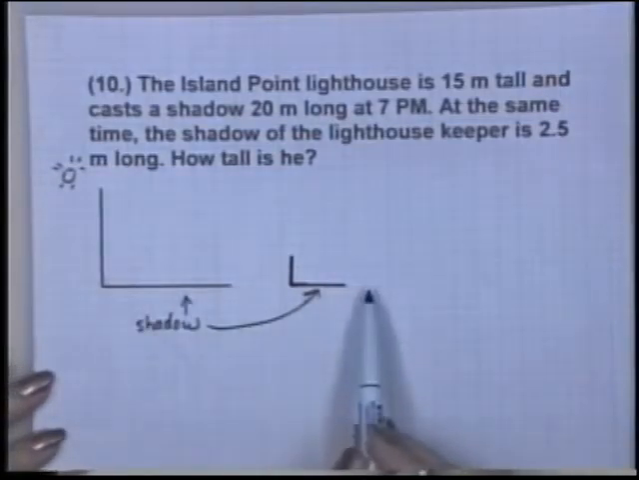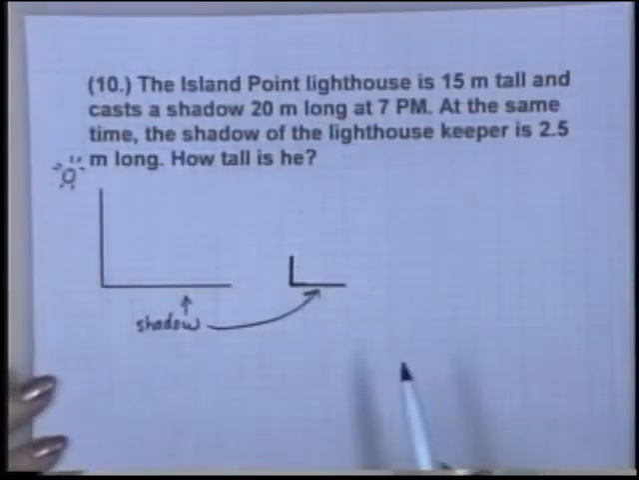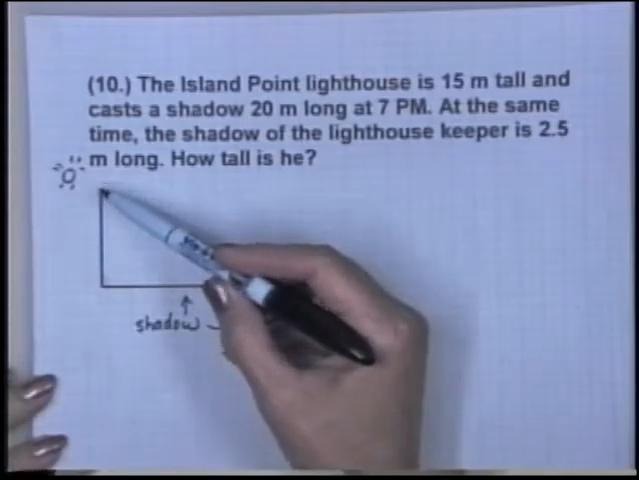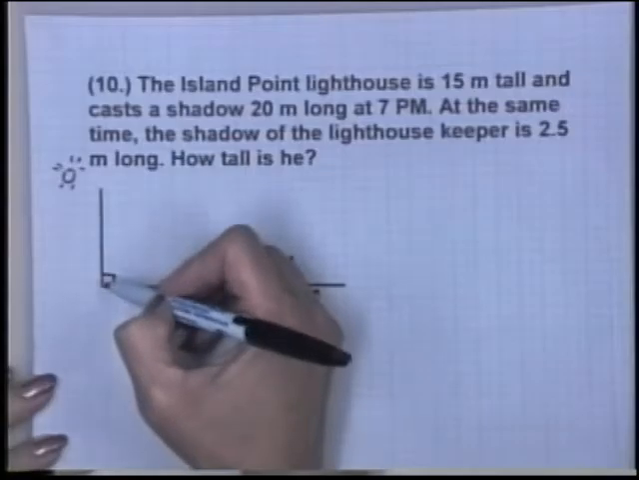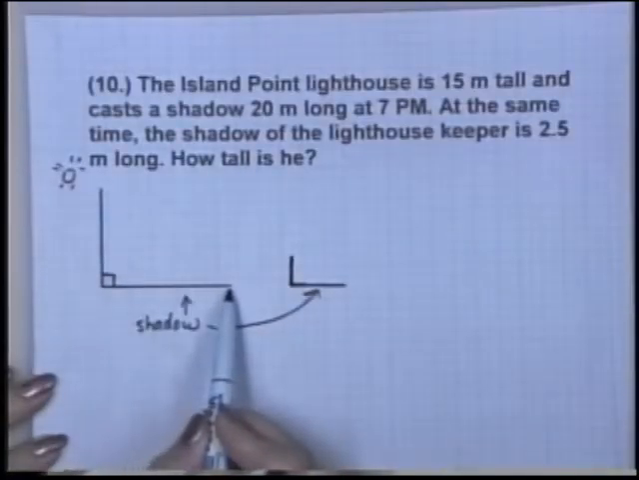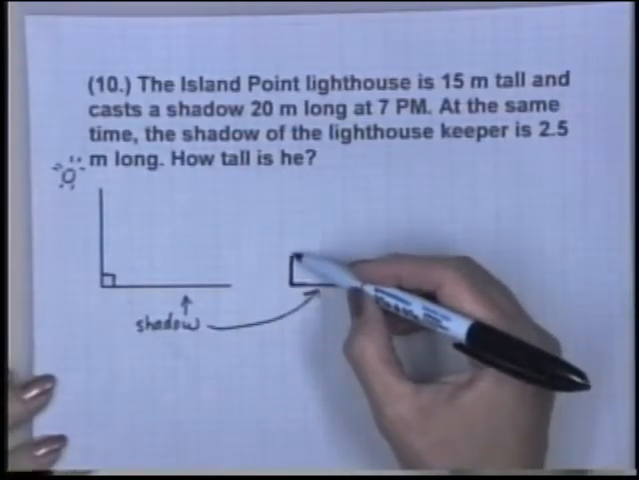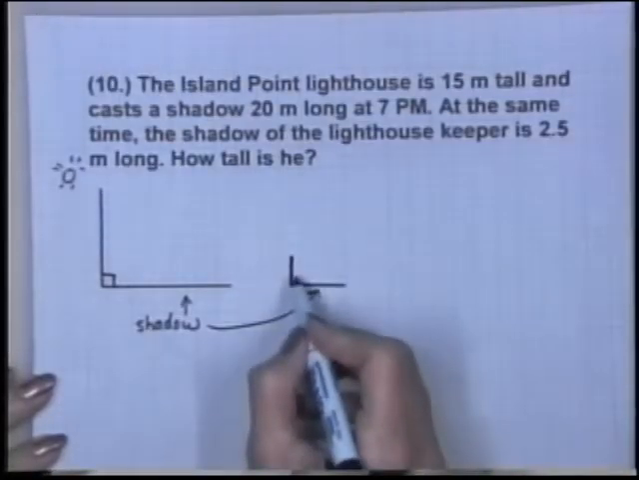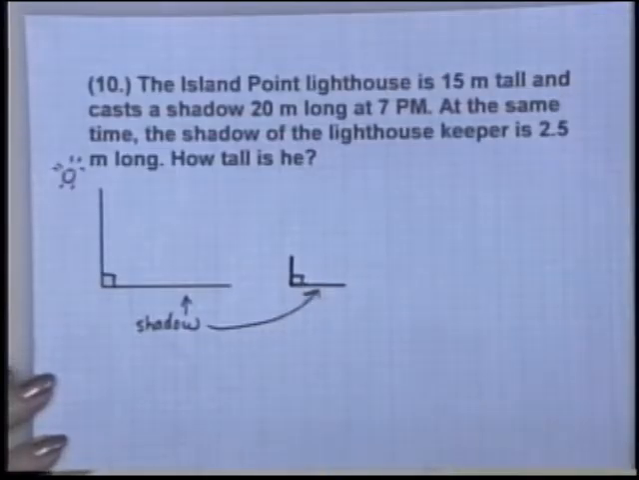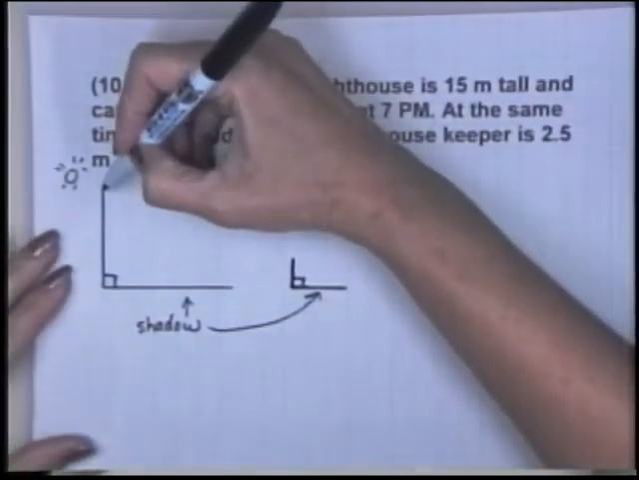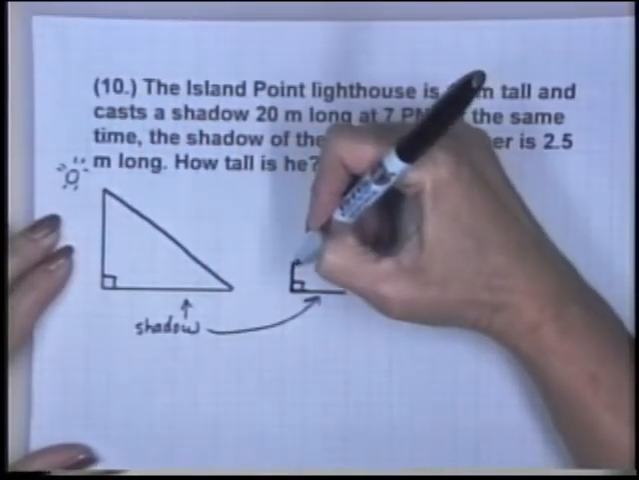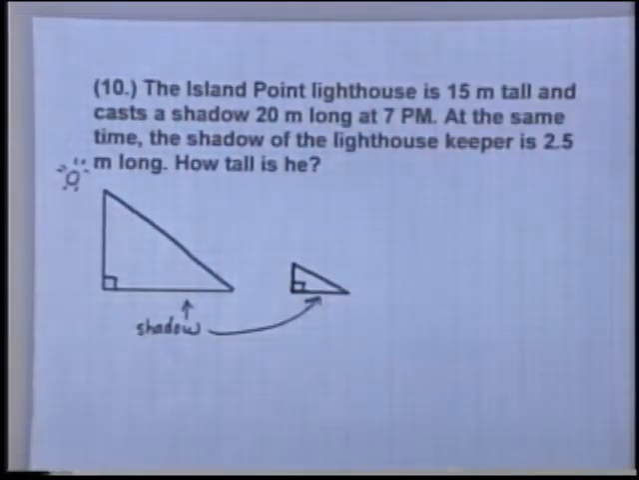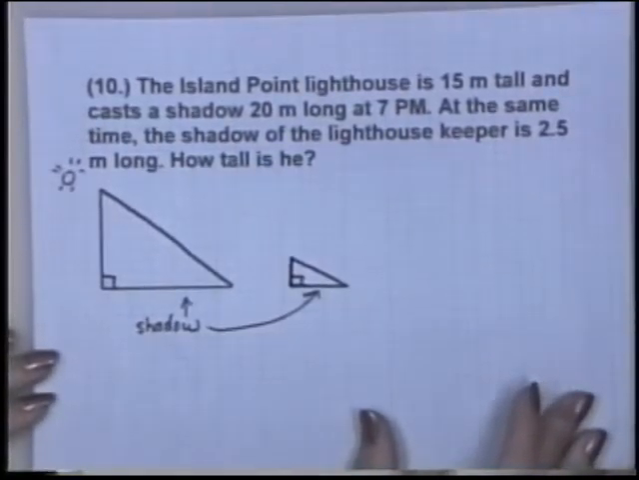Now the shadow is lying on the ground, and we are assuming that there is a right angle created between the lighthouse and the shadow on the ground, and that there is a right angle created between the lighthouse keeper and his shadow on the ground, which we can complete with a third side to create two similar right triangles.